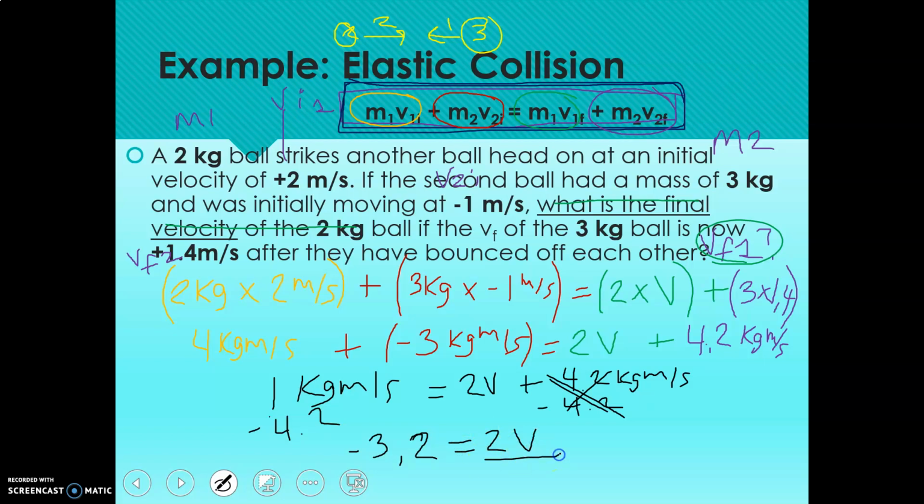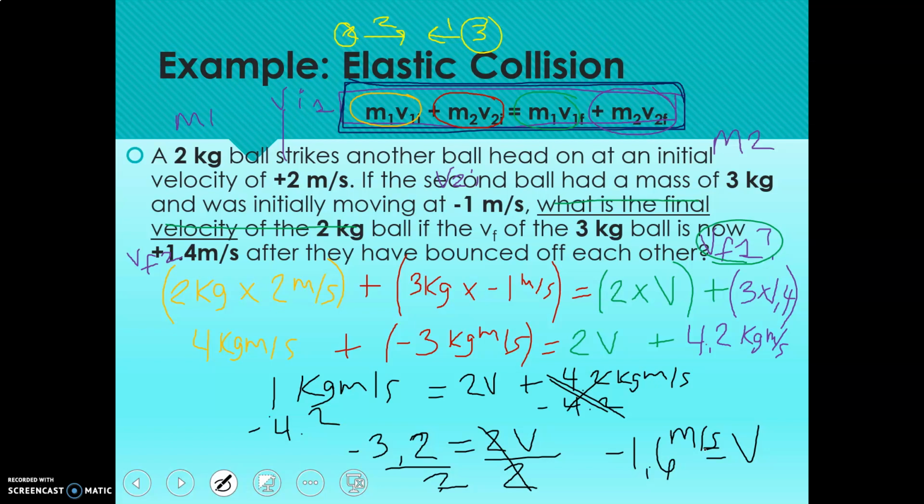All right, now we're going to divide by 2, so that way we can get V on a side by itself. Divide by 2. So 3.2 divided by 2 is 1.6, and it is negative. And we were looking for velocity, so velocity is in meters per second. I know I lost units for a second, but yeah, just kind of ran out of room.